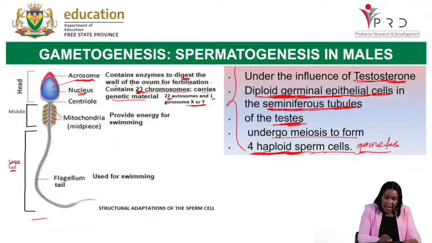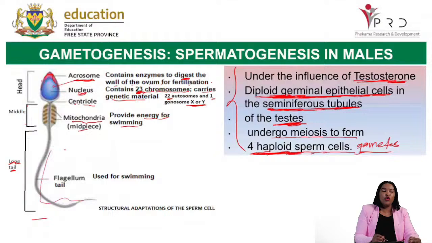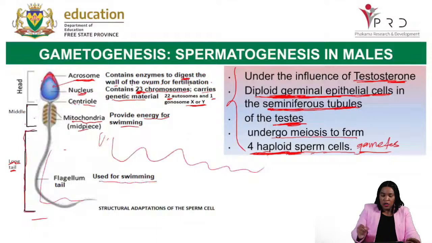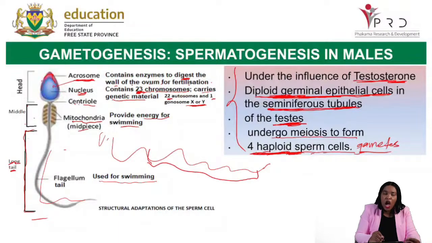Right. Then you find a centriole, and on the middle piece, you find mitochondria. This mitochondria provides the sperm with energy for swimming. And then the long tail is a flagellum. The flagellum is used to swim. When you draw this, please make sure that your tail is longer than the previous 2 parts. Emphasize the long tail. Even if you can draw your sperm and then draw a tail that will fill your booklet up to the right margin, do so, because then you will be emphasizing that this is a long flagellum tail. That is how you draw your sperm cell.